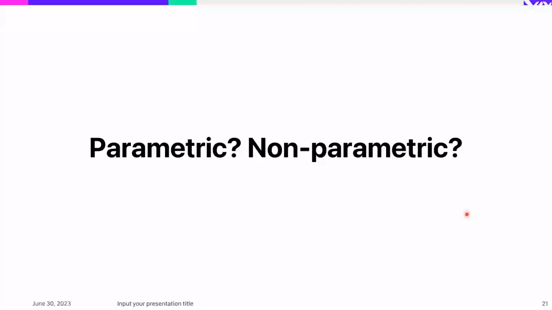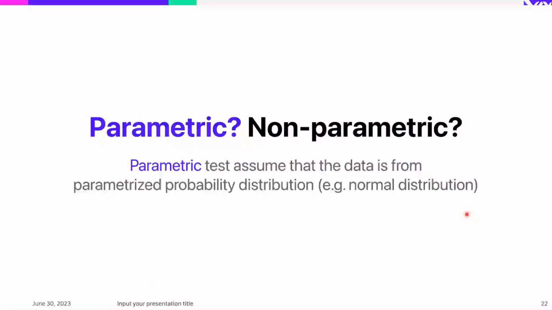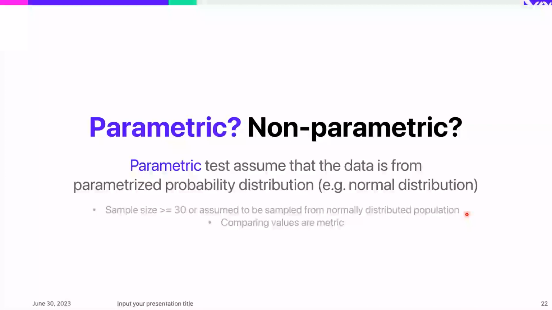So what is a parametric and what is a non-parametric test? Parametric tests assume that the data is from a parametrized probability distribution, aka normal distribution. So we consider that a sample size greater than 30 kind of satisfies this assumption that it comes from a normally distributed population. Or even if it's not, we can conduct an additional test to assume that the data is from a normally distributed population. Also, you can use this when the comparing values are metric, not relative measures.